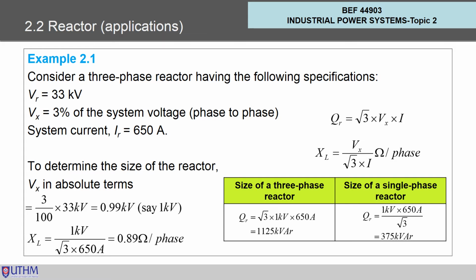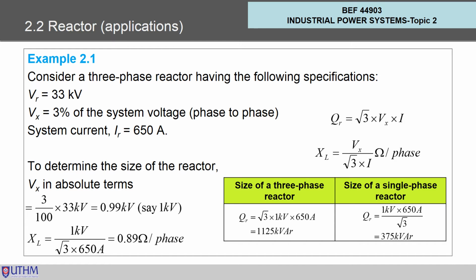Then first we have to calculate the XL. The XL value must be calculated as a per phase value by using this formula. We put in all the values of Vx and also I, and we divide by square root 3 to get the value of XL in per phase value. This is the value of XL per phase.